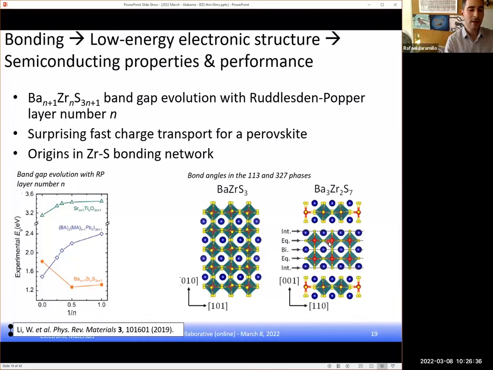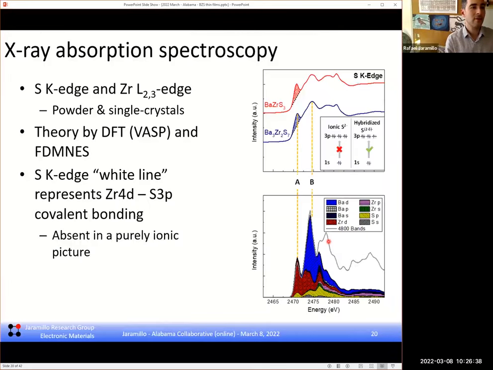So we decided to do some experiments to look at this in more detail. So what we did was a lot of X-ray absorption spectroscopy. So here, for example, I'm showing you the sulfur K edge absorption for the 113 and the 327. We're going to be focusing on what's sometimes called the pre-edge, sometimes called the white line, basically the first bump in the spectrum at the sulfur K edge. And this illustration shows you why it's so interesting to me.